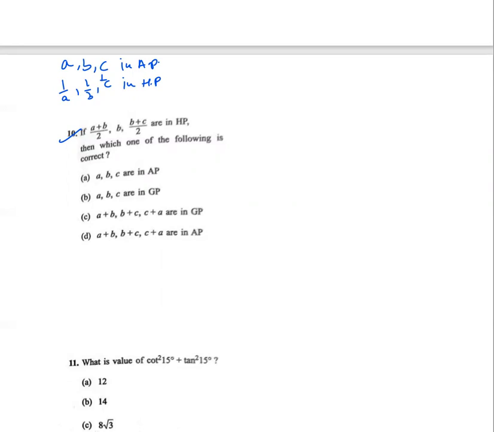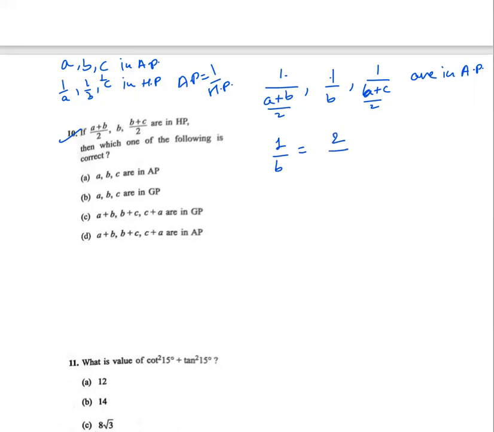They have asked. So that means 1 divided by (A+B)/2, comma, 1/B, comma, 1 divided by (B+C)/2 should be in AP, right? Because AP is related to HP by a reciprocal relation. AP is 1 by HP. So from here, if they are in AP, I can say 1/B should be equal to the mean of the first and third terms. That is, 1 by (A+B)/2, this 2 will go up, so 2/(A+B) plus 2/(B+C), whole divided by 2.